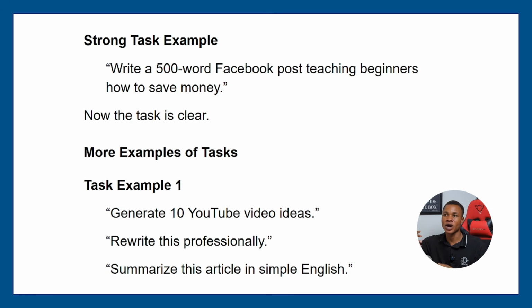So you have now combined the first one, the second one, and now the instructions, which is the third one. I usually call task instructions because that's actually where you give the AI what to do. So write a 500 word Facebook post teaching beginners how to save money, and the AI is going to do that. Is that okay? More examples of tasks are generate 10 YouTube video ideas, rewrite this professionally.